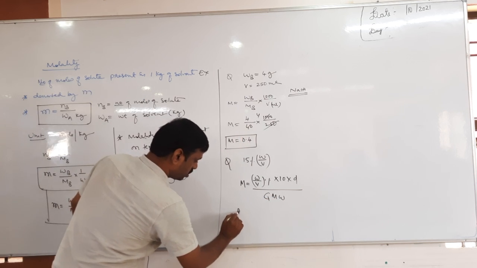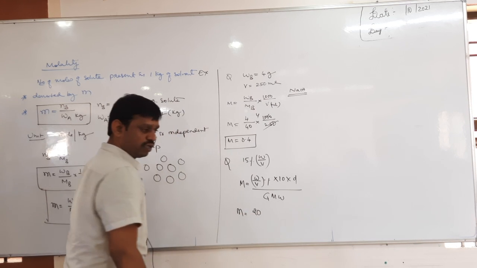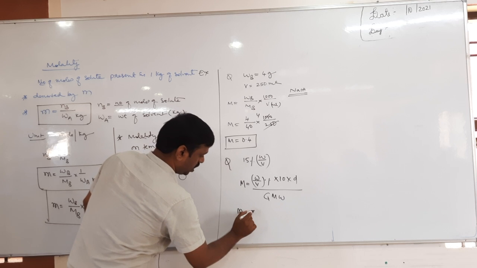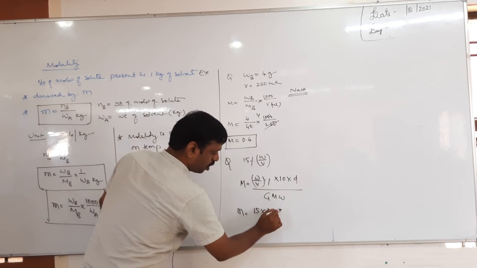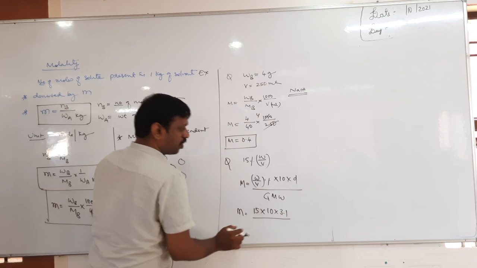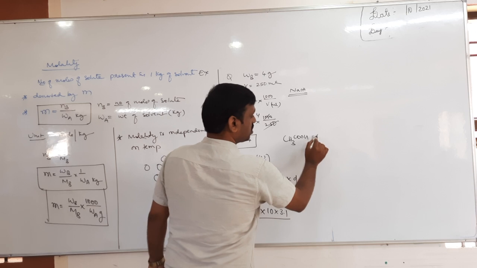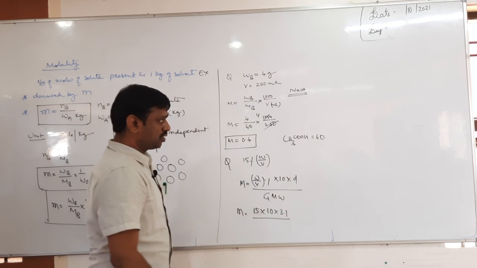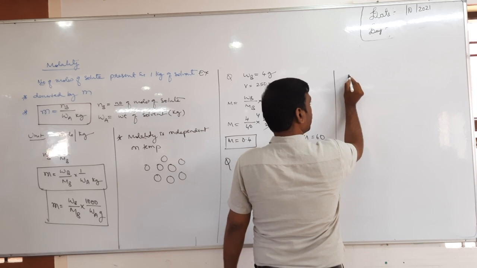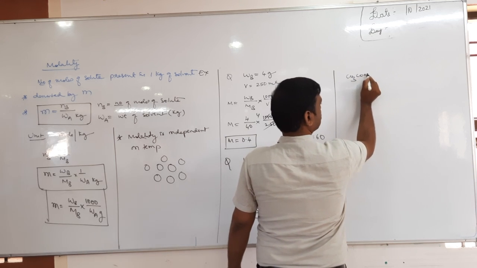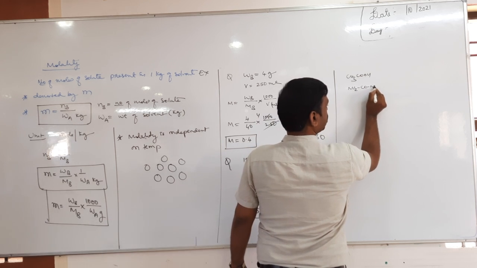So molarity is equal to W by V, which is given as 15 percent, then 10 into 3.1, the density, divided by the gram molecular mass. So what is the gram molecular mass of acetic acid? It is 60.